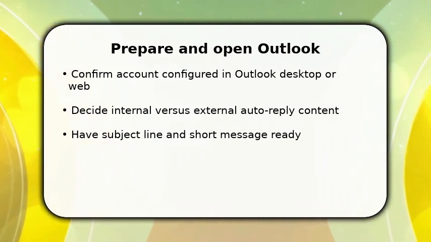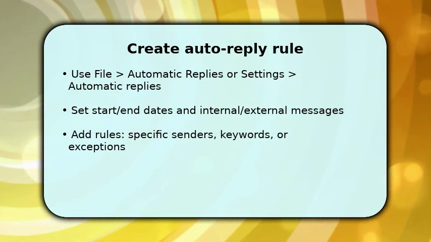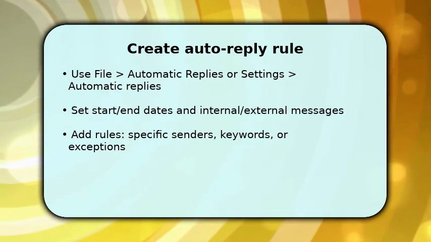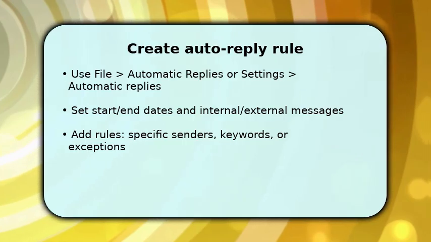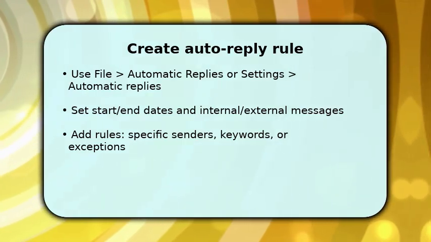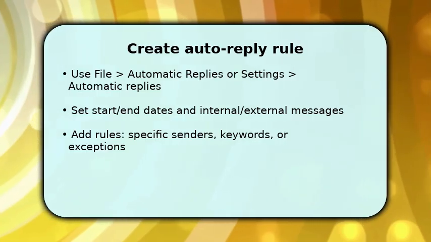In Outlook Desktop, select File, then Automatic Replies. On the web, open Automatic Replies in Settings. Activate replies and enter start and end times so messages stop automatically. Paste your internal message in the Internal tab and a concise external message in the External tab.